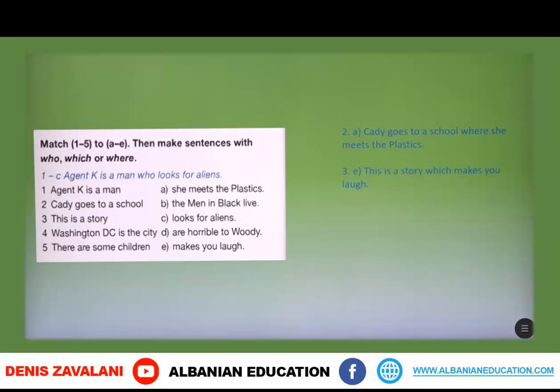The fourth one, Washington, D.C. is the city, goes with B. Washington, D.C. is the city where the men in black live. And the last one, there are some children, goes with what's left. It's D. There are some children who are horrible to Woody.